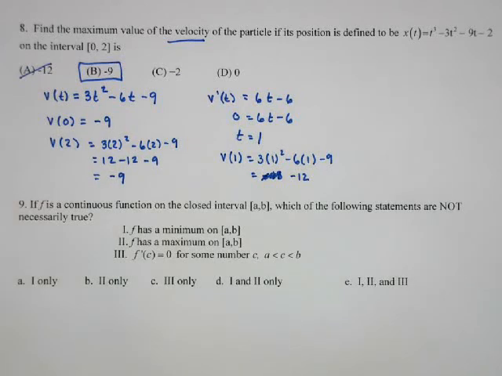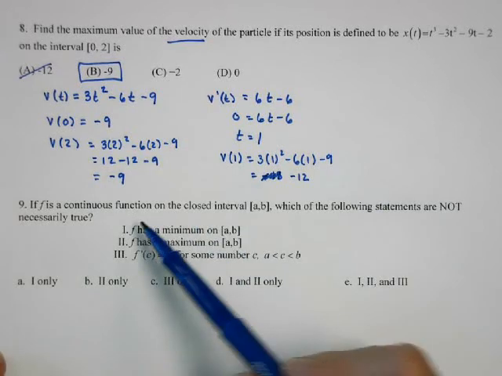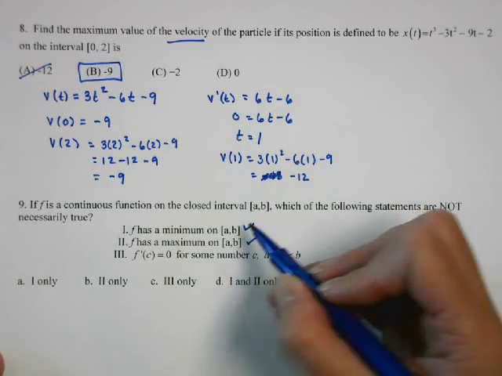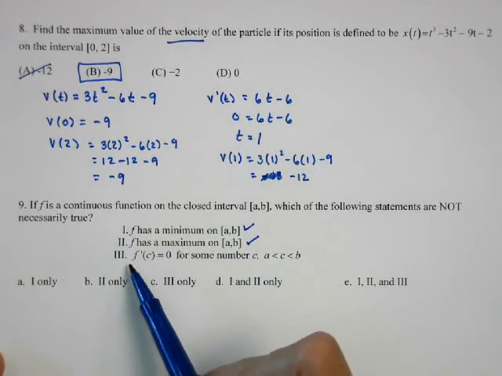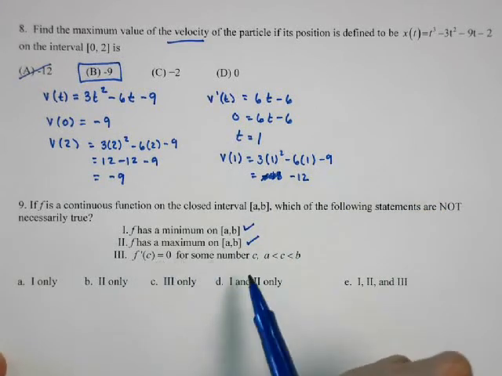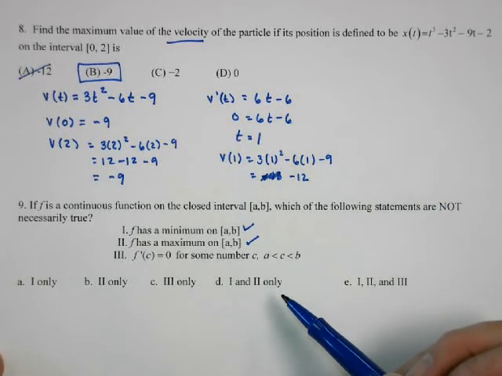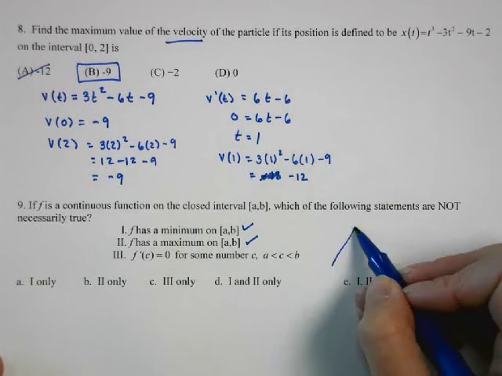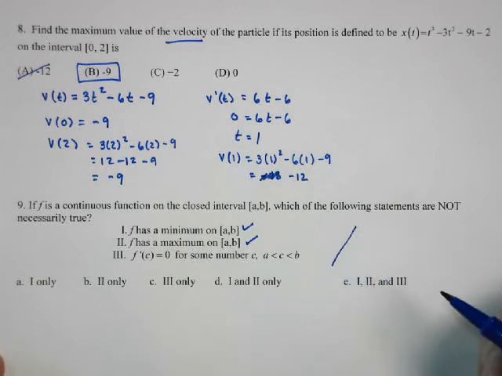The last question: if f is a continuous function on the closed interval a, b, which of the following statements are not necessarily true? Well, if it's continuous on a closed interval, then it has a minimum and it has a maximum. Does f prime have to be 0? It does not. There's no information here that would say that somewhere there's a 0 derivative. We can have a continuous function that doesn't have a critical point.